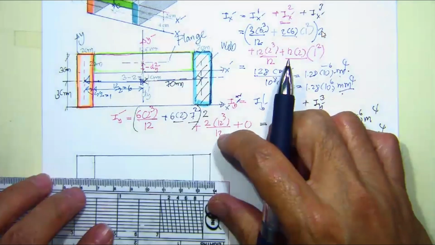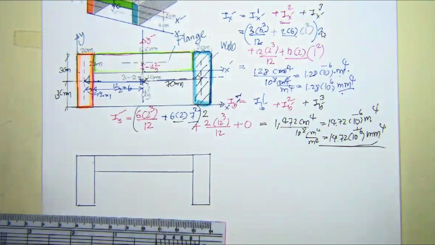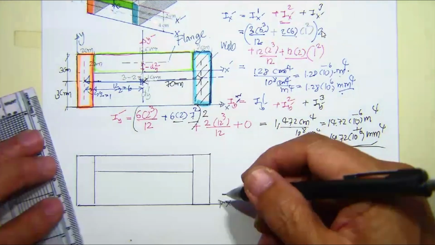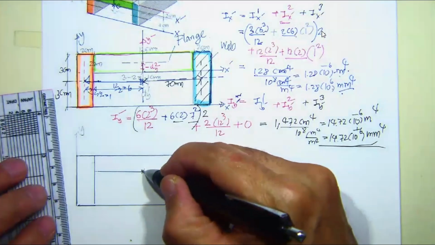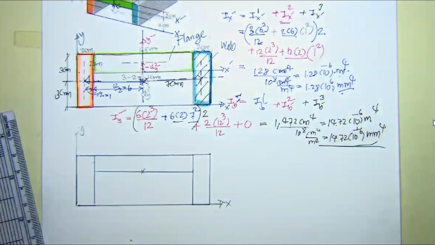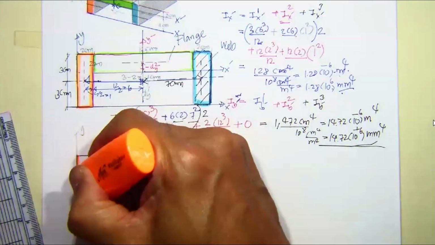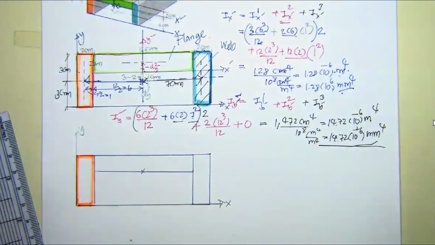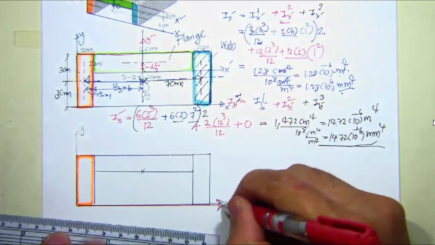Now, we do it the same way. For this one, the reference axis is x over here and y over here. Again, this is the point we used to be the center of the section. Now, we do the same thing for the orange. Okay, this is going to be the orange. And we will start by determining it based on I sub x.